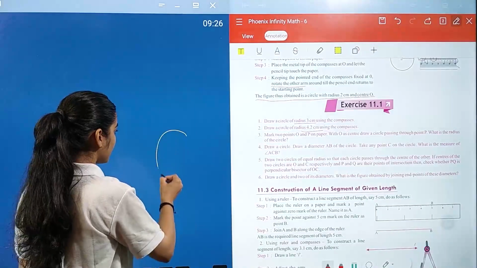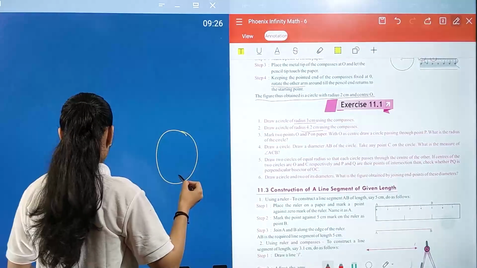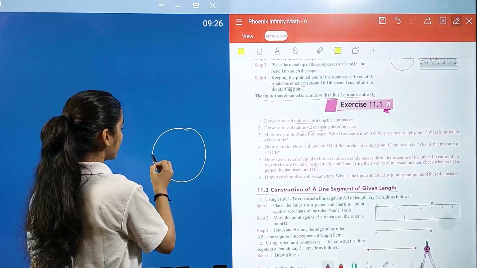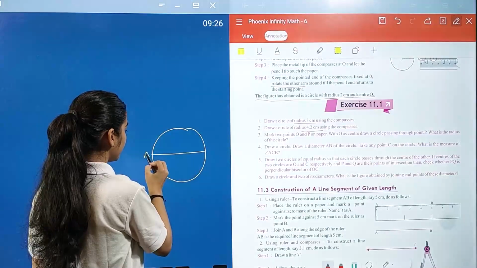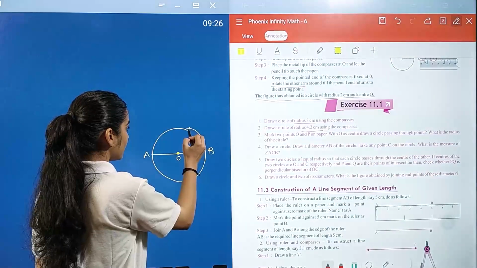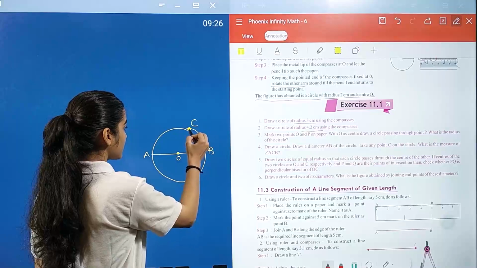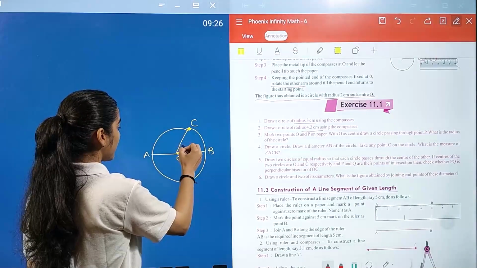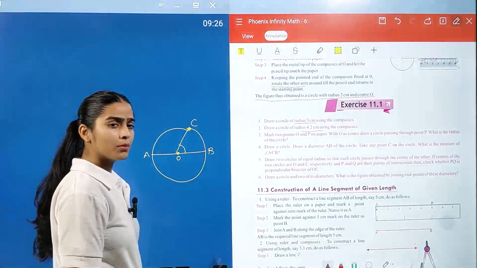First of all, you have to make a circle. It is not a circle, it is an oval. Circle. Then you have to make a diameter AB. This is your center O. You have to place any point C anywhere, and connect them together. Then you have to measure the angle with the help of your protractor.